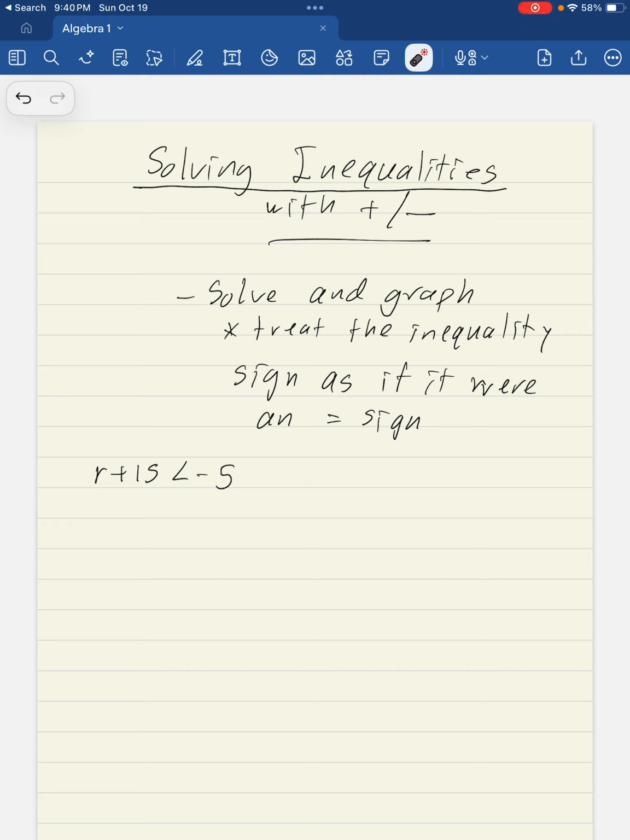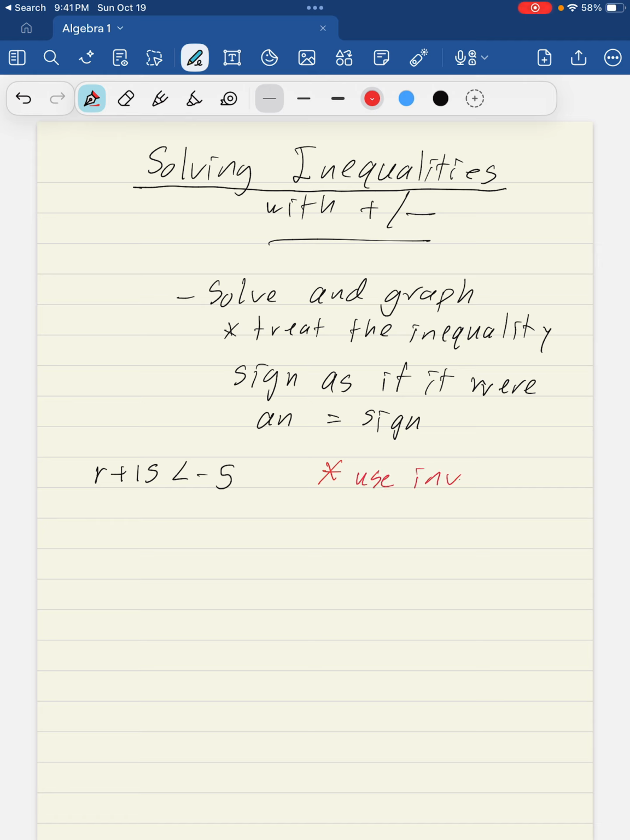Anyway, let's get started. What we need to do when we solve inequalities is treat them like they were an equation. So all we're going to do is solve and graph these guys, but we treat this inequality sign as if it was an equal sign. So think of this as an equation when solving it, and then an inequality when graphing it. That's going to work for addition and subtraction. Multiplication and division do have a few more rules, but the main deal we need to understand today is we want to use inverse operations to isolate the variable.